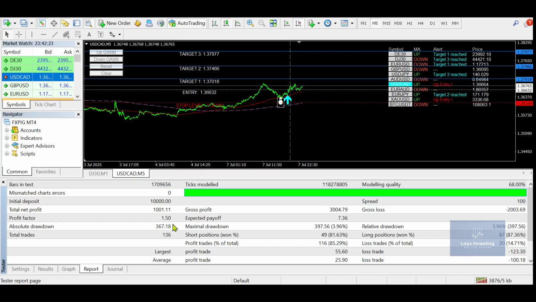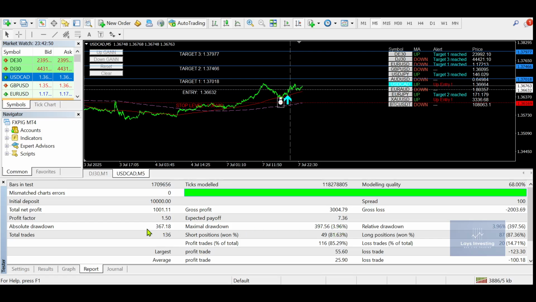Just to highlight this, there are three types of drawdown in MT4. This is actually the absolute, with regards to the starting value. So from 10,000, we only went down 367 US dollars. And this is with regards to the highest peak, 4%. So that is tougher.